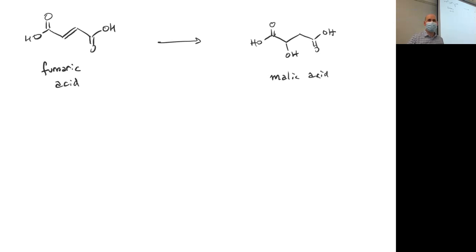Letitia, what have we done? All right, so we converted it into alcohol. So we added an OH over here. What did we add right here? Yeah, a hydrogen. So really what we're doing is we're adding an OH and an H to a double bond.